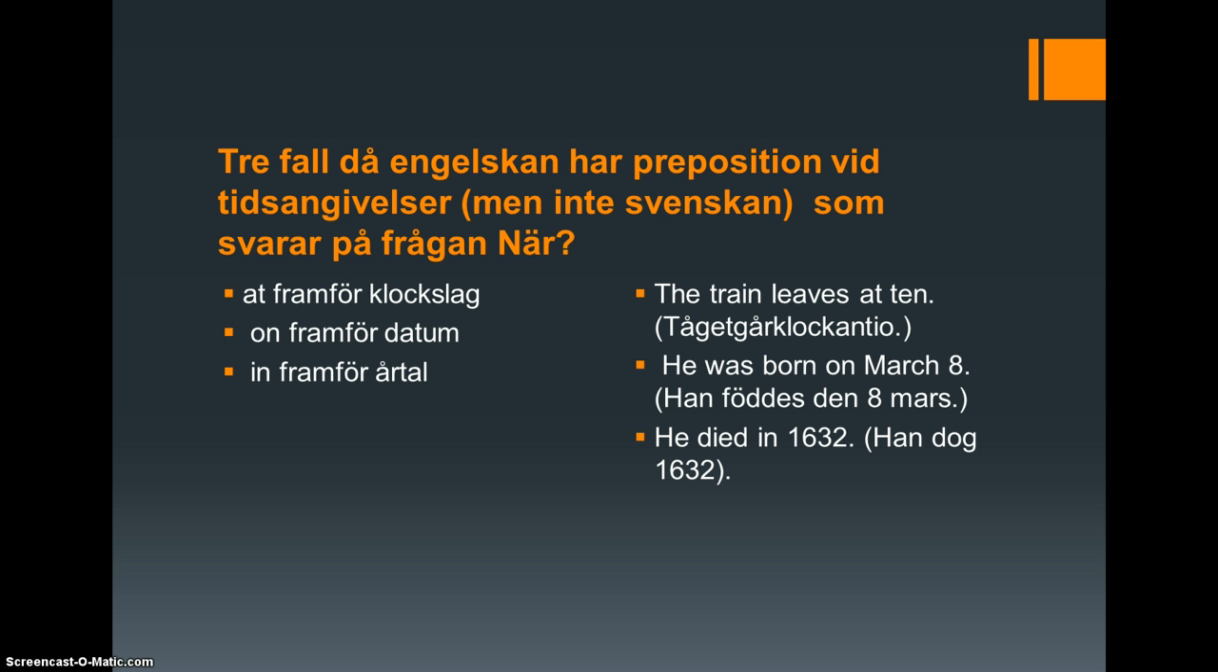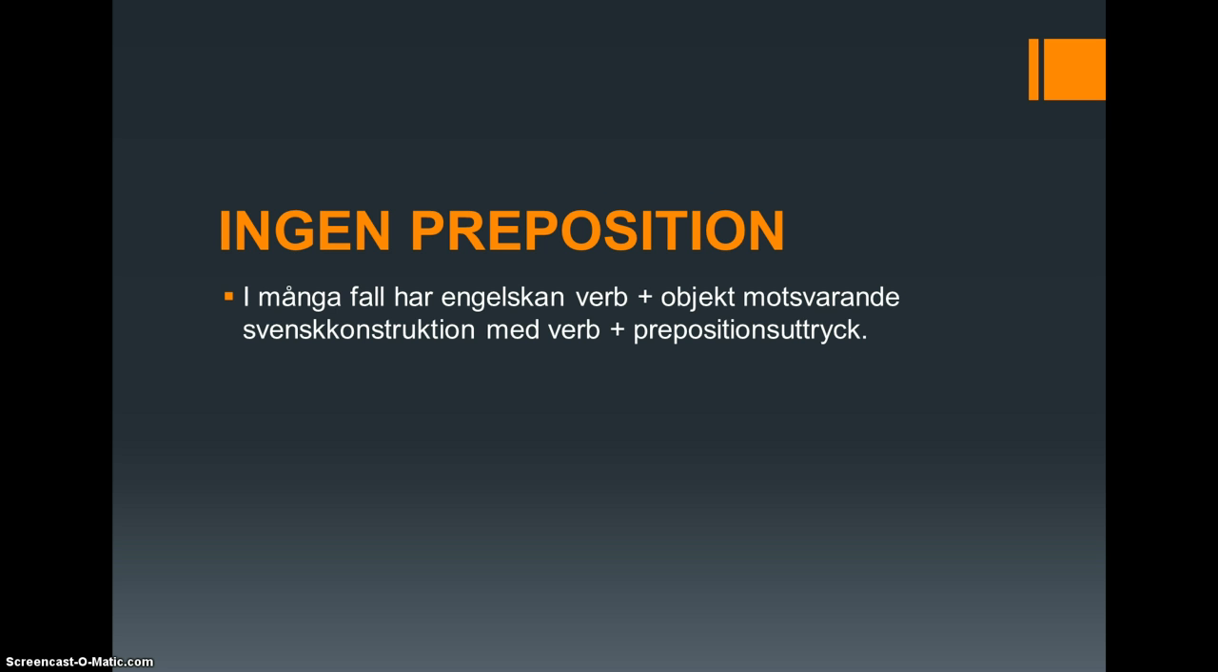Det finns 3 fall när engelskan har preposition vid tidsangivelse men inte svenskan. Och som svarar på frågan när. Då har vi at framför klockslag. The train leaves at 10. On framför datum. He was born on March 8th. And in framför årtal. He died in 1632. And in all of these occasions we don't have the preposition in Swedish.